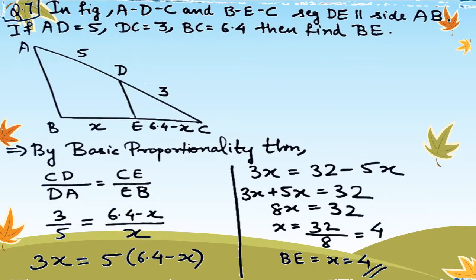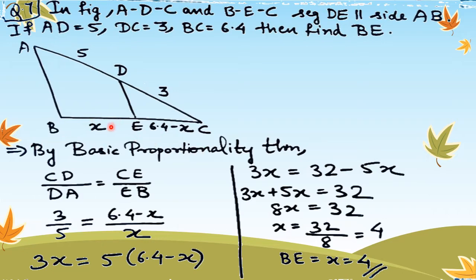Okay, so this is the 7th question. So first let's choose pointer. In the figure, ADC and BEC are collinear in this order. Segment DE is parallel to AB. Now if AD is 5, DC is 3, BC is 6.4. Okay, BC, this whole thing is 6.4.